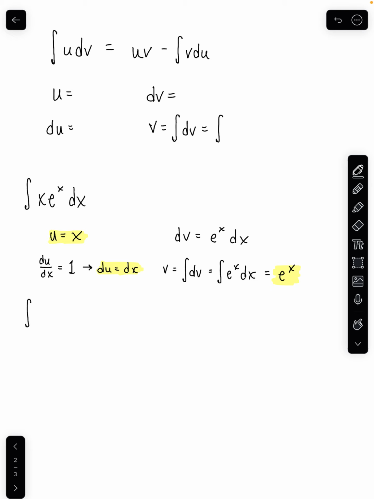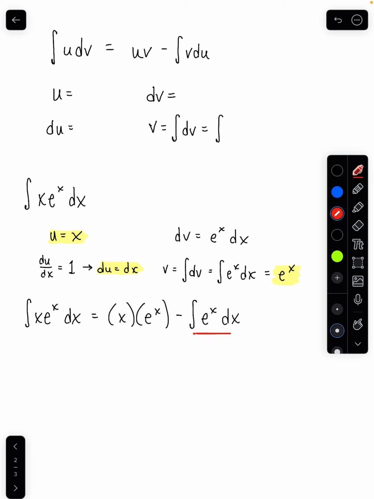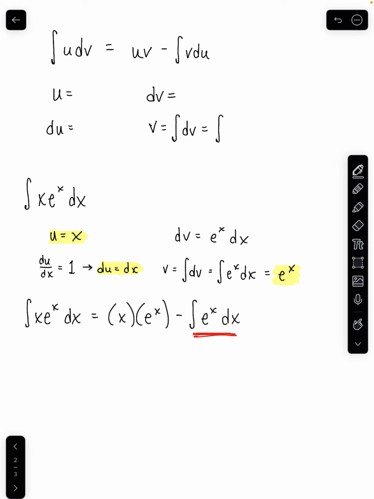So what we now have is that the integral of x times e to the x dx by integration by parts formula is now equal to u times v minus the integral of v times du. And what you can see here is that the integral that we produced by using this formula is simpler than the original integral. In fact, we can now just do this integral directly.